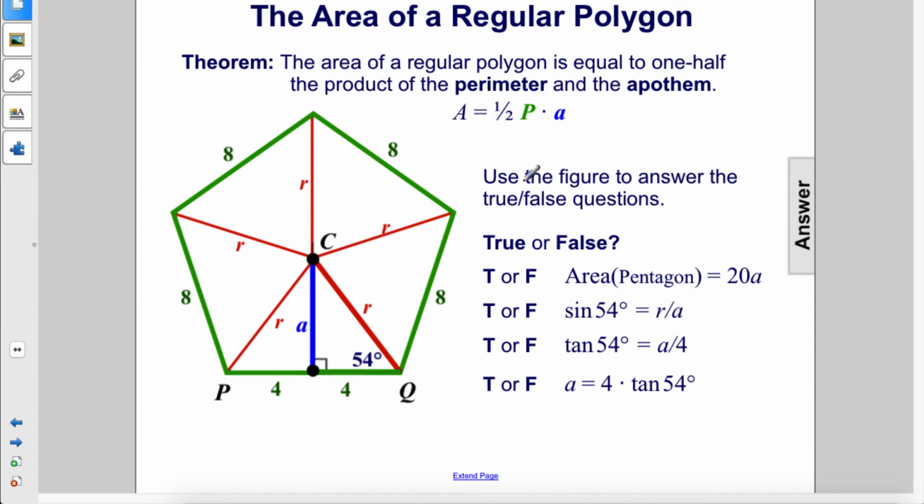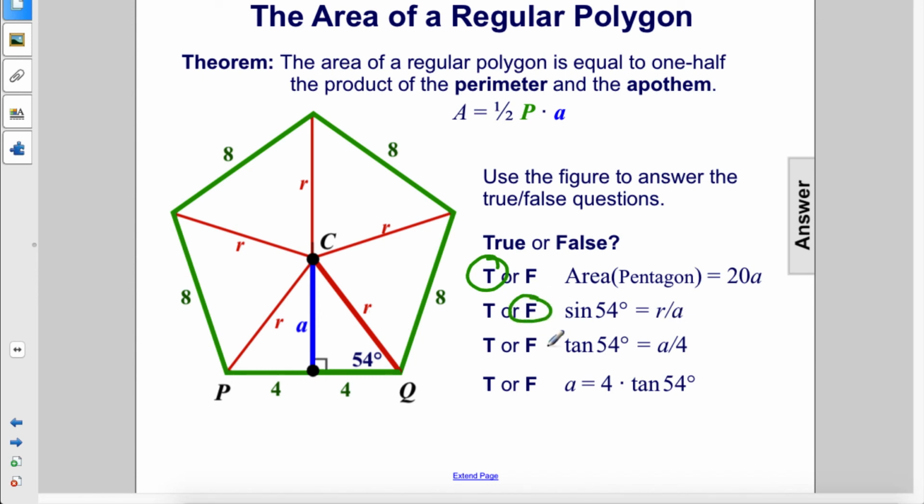Use the figure to answer the true or false questions. Alright, so we have a pentagon here. True or false, the area of the pentagon equals 20 times a. Well, the area would be 1/2 times the perimeter, which is 40, times a. So 1/2 of 40 is 20. This is true.